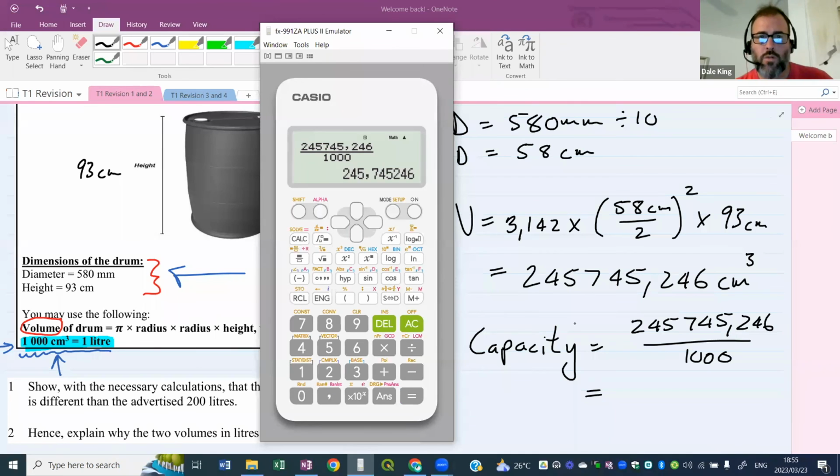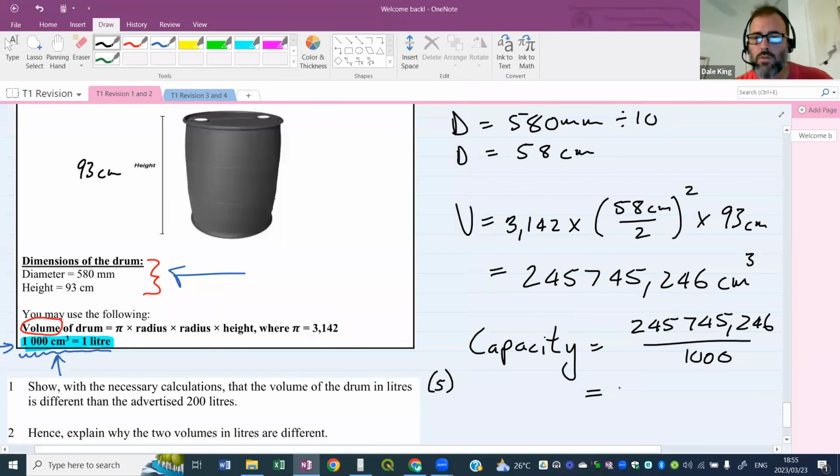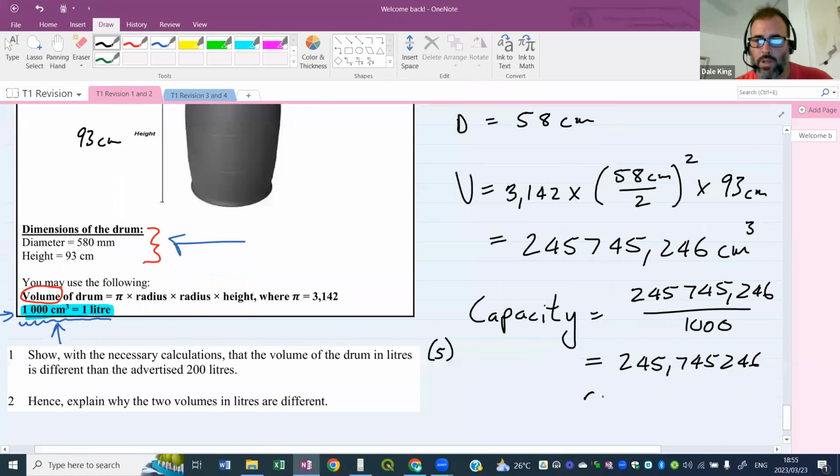That gives me 245,745,245... All right. And at this point, I will round off. Looking at the second decimal, which is a 4, has it changed? Yes, it has. So 245,75 liters. All right, liters.